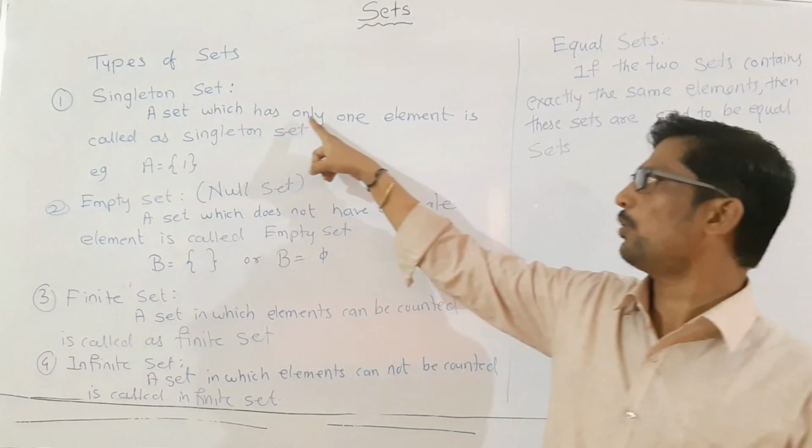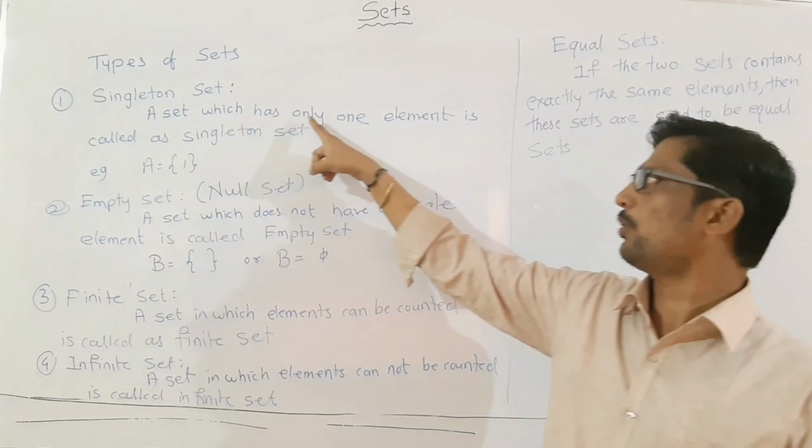So you can count the number of elements in this, isn't it? Let me write it completely. 1, 2, 3, 4, 5, 6, 7, 8, 9. So you can count the number of elements. So here, set A is what? Finite set, isn't it? Why? Because we can count the number of elements.